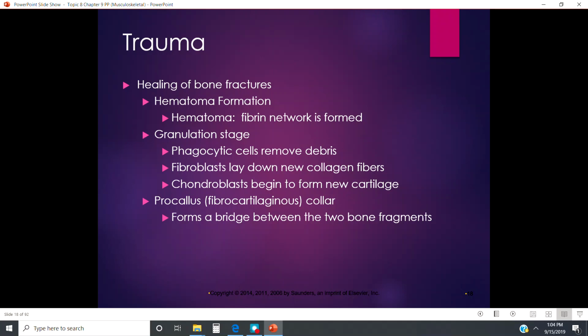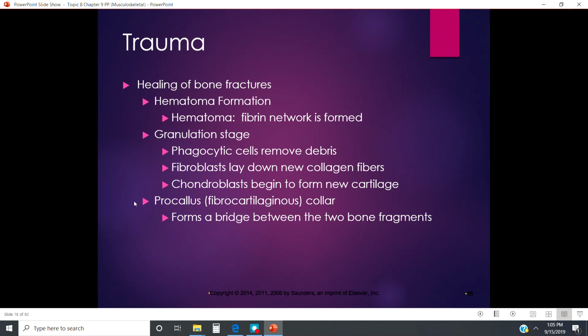So this is what we're going to call the granulation stage. During this stage, there's general cleanup. Phagocytic cells are going to go in and just clean up whatever debris, right? We don't want to build new bone on old debris that's there. We want to get rid of that. Fibroblasts, which are a type of connective tissue cell, are going to come in and start to lay down the new collagen. And at the same time, chondroblasts move in, and they're going to begin to produce some new cartilage, right? So we're starting to lay down new tissue between collagen and some cartilage.